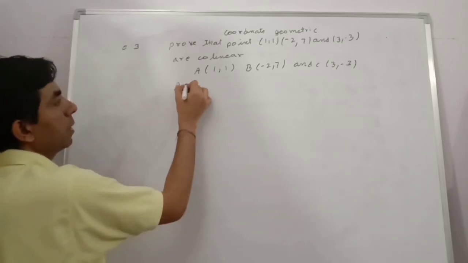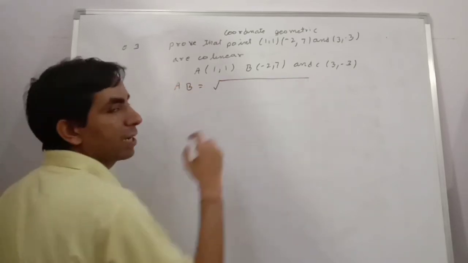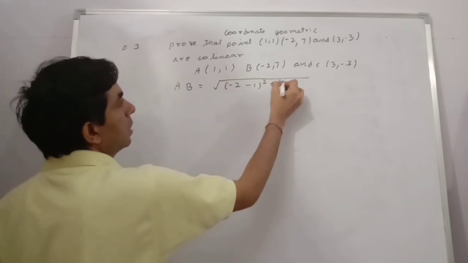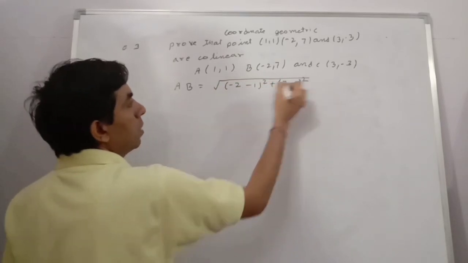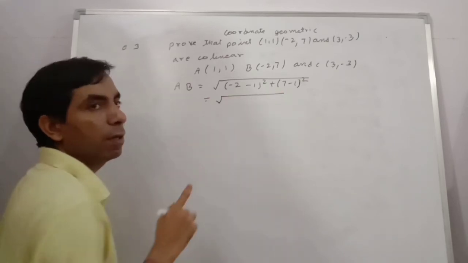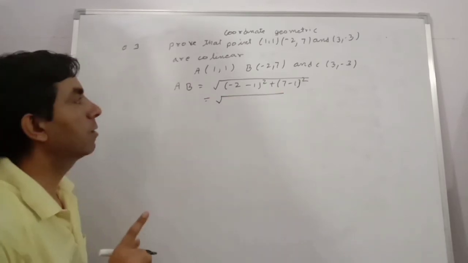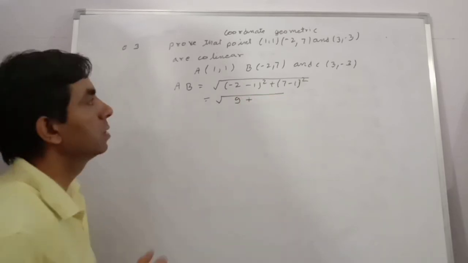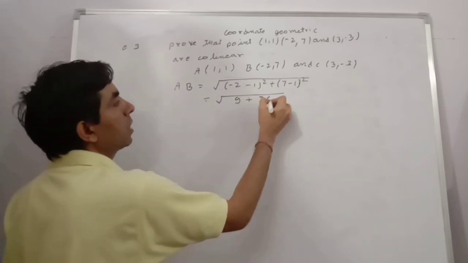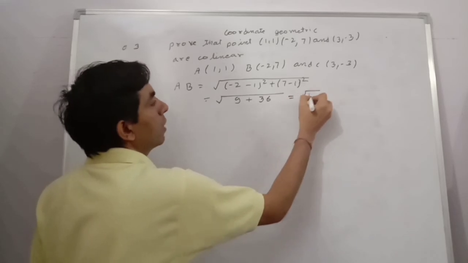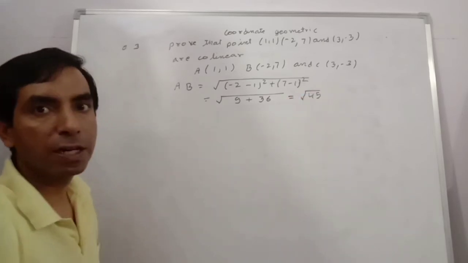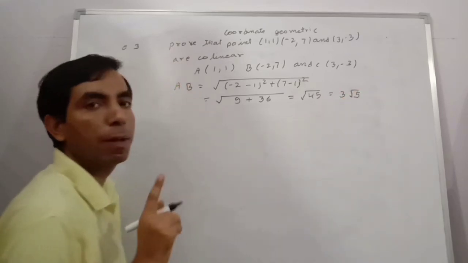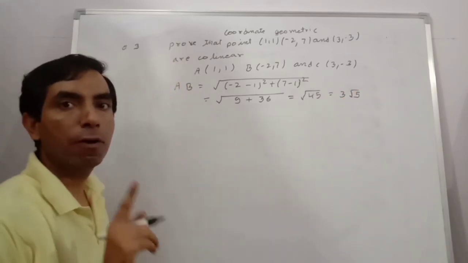First find AB. AB equals root of (x2 - x1) whole square, means (-2 - 1) whole square, next (7 - 1) whole square. After solving, -2 minus 1, same signs will be added. Then we get (-3) square is 9 plus (7 - 1) square, 6 square is 36. 36 plus 9 is root 45. By factorization we can factorize it. Then we get 3 root 5, because we get only a pair of 3. We did not get a pair of 5.